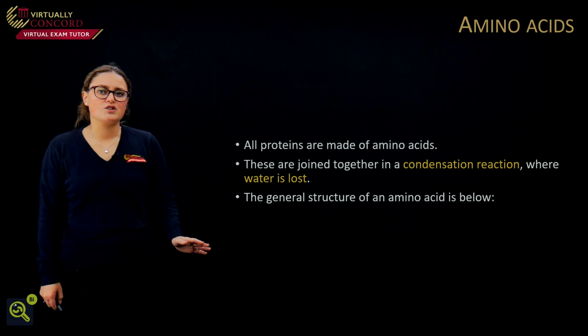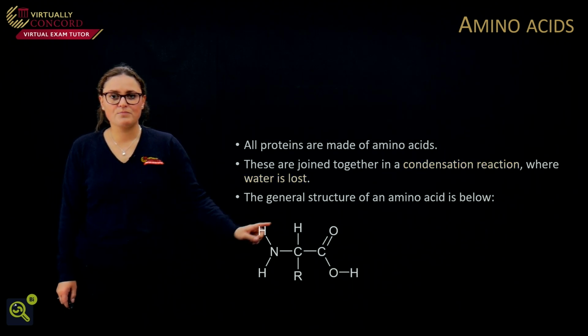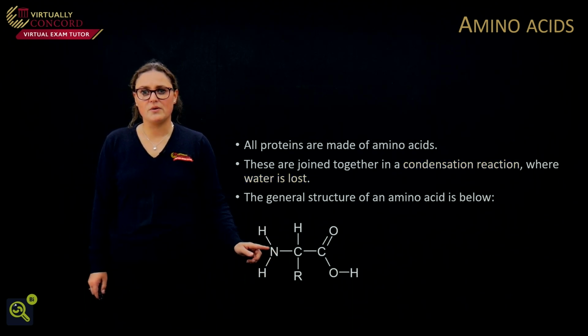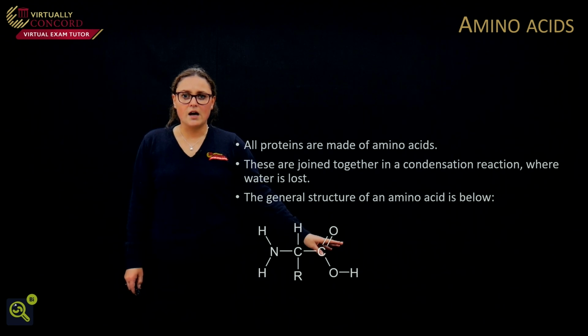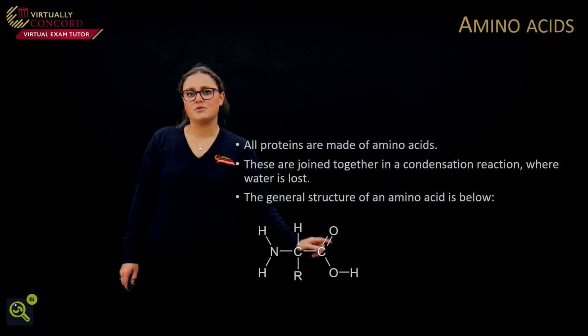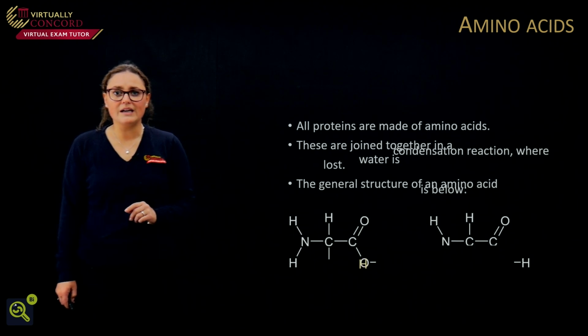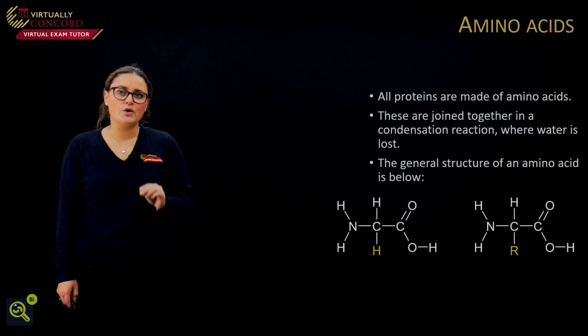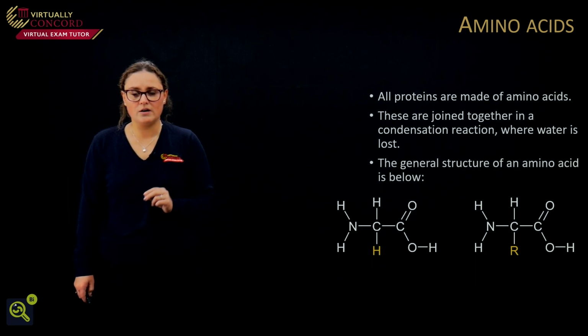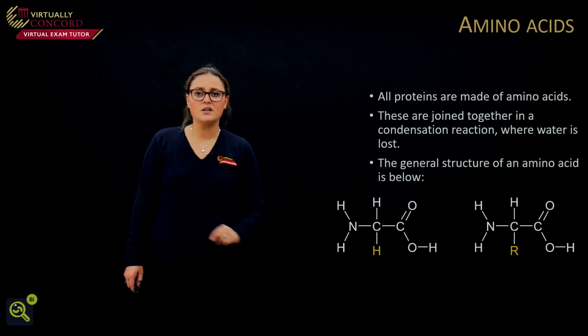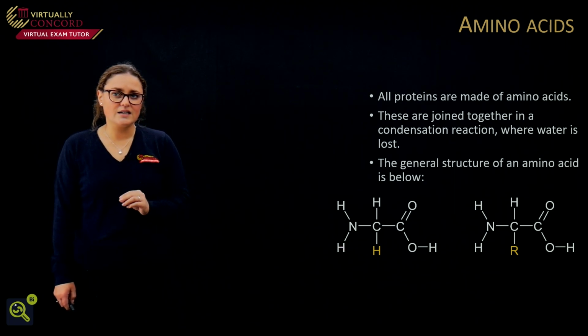Your general structure of an amino acid looks like this. At this end, we have an amine group, so NH2. At this end, a carboxyl group, COOH. We have a hydrogen up here and an R group down here. Now, in general, this is the only bit that changes in your amino acid. So here we can see hydrogen, so that is your basic amino acid, glycine.